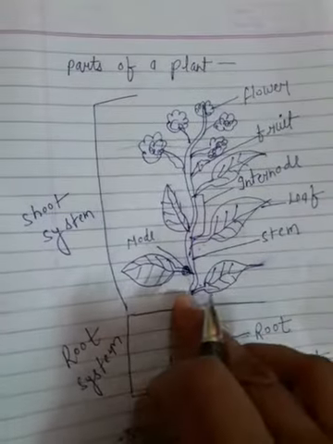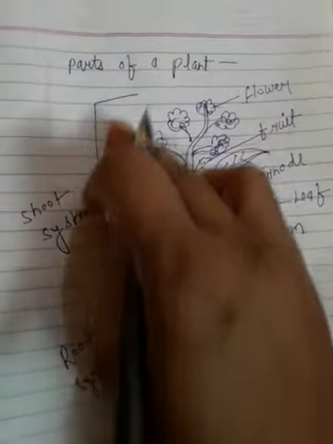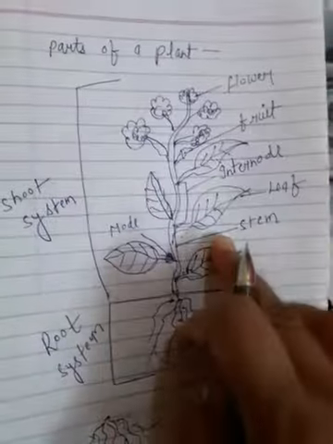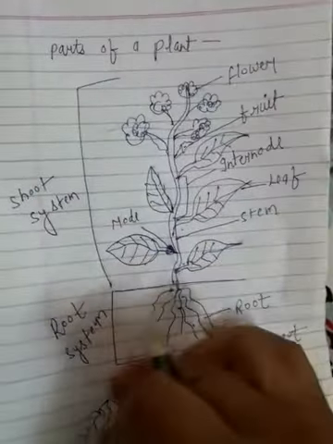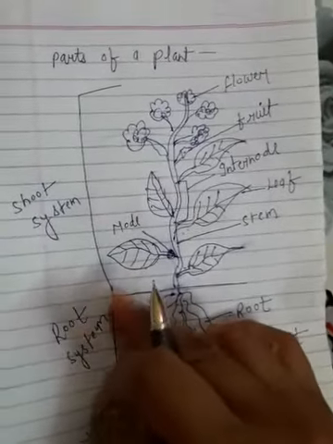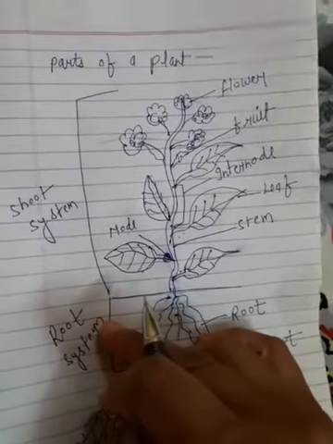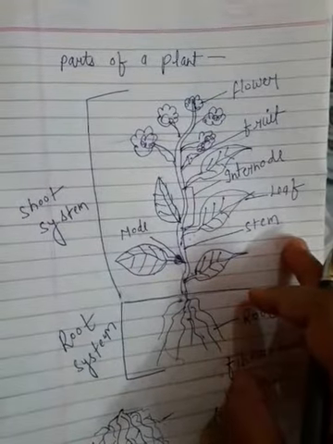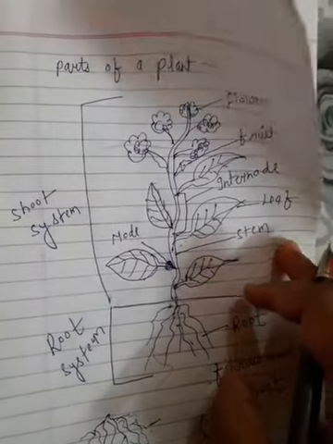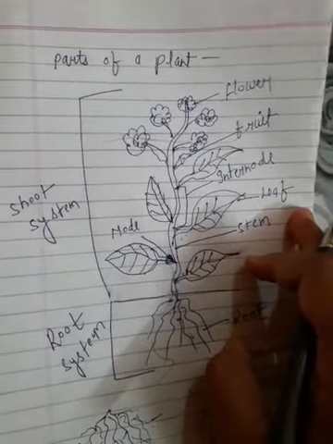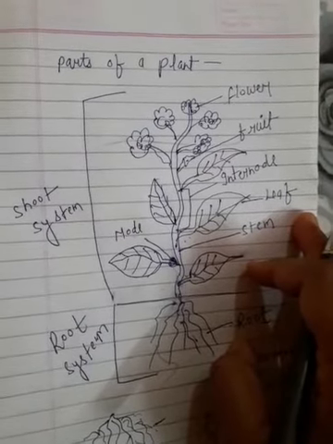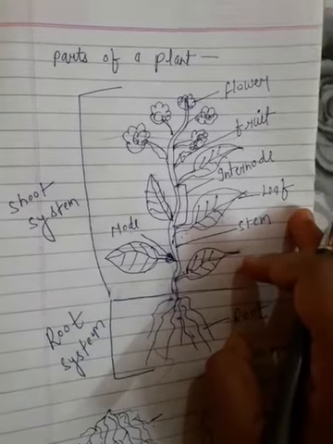So this is all about shoot system, and this is the root system. Which part is called the root system? Below the ground is called the root system and above the ground is called the shoot system. And which parts are above the ground? The stem, leaves, flowers, etc. You are all correct.